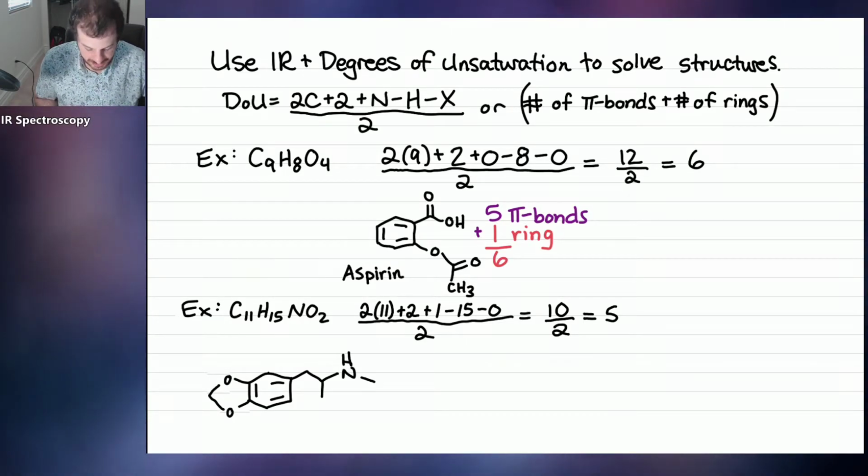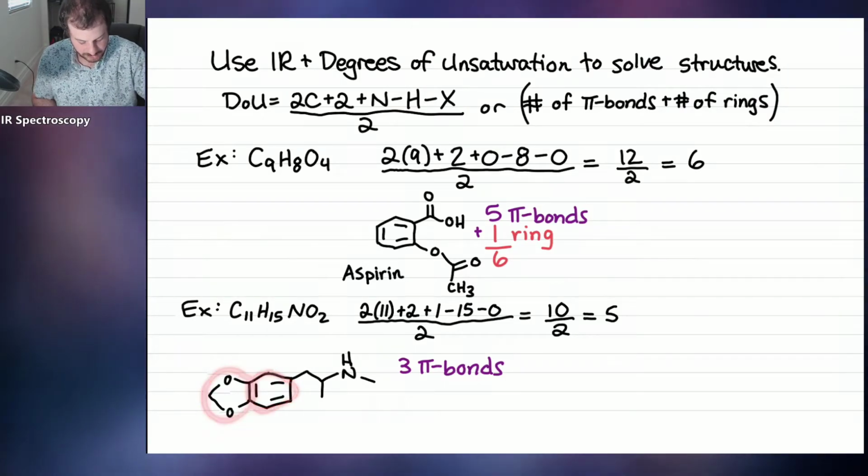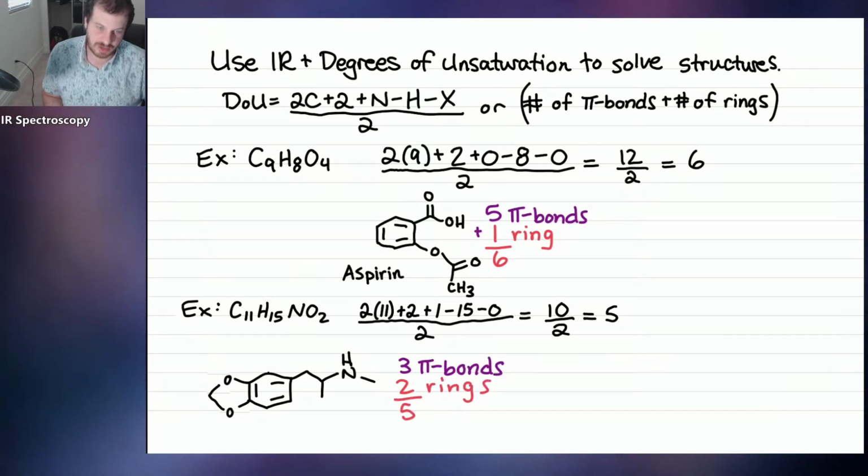Okay, so let's go ahead and count the pi bonds. If I count the pi bonds, we have 1, 2, 3 pi bonds. And then go ahead and count the rings. We have 1 ring here and another ring here, so there's 2 rings. Add that up and we get 5, matching our calculated method.